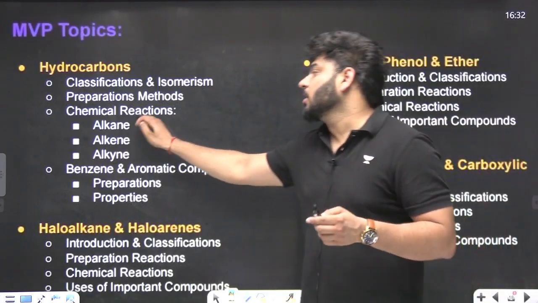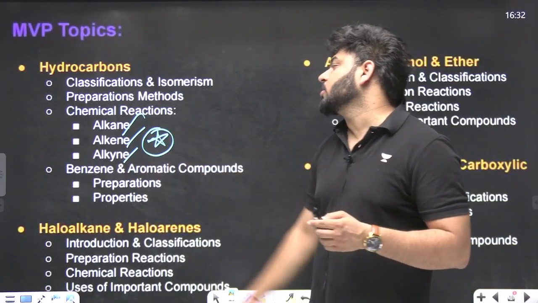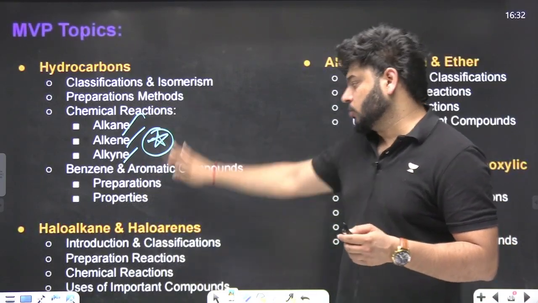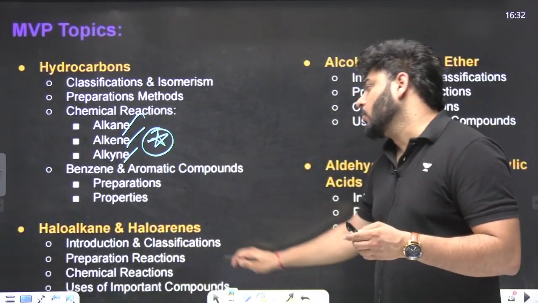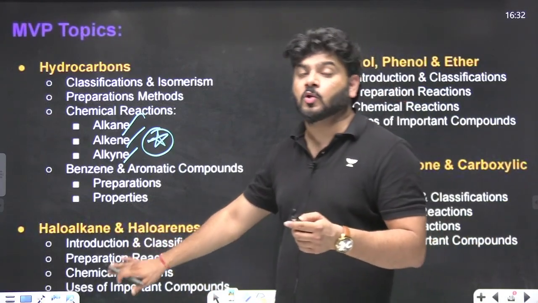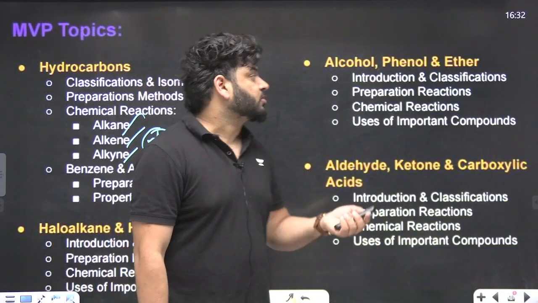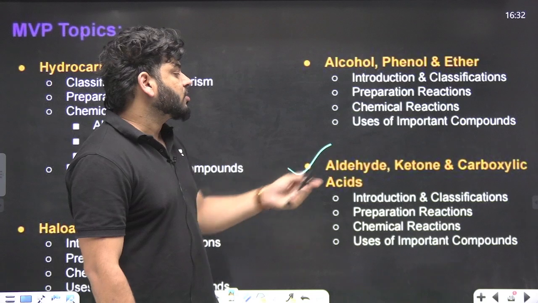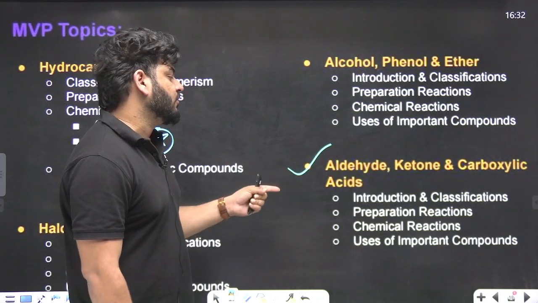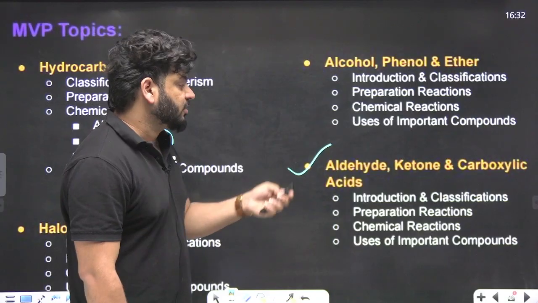Hydrocarbon, this is what you need to cover: alkane, alkene, alkyne. Especially the reactions and questions come majorly from alkene, so you need to cover these points. Then haloalkane, haloarene, we already have covered the reaction mechanism part. The majority of the reactions will be common over here, because characteristic reactions of haloalkanes are elimination and substitution only. Aldehyde, ketone, carboxylic acid, the same thing we need to follow: their preparation reactions, chemical reactions, important naming reactions, and uses of the compounds.